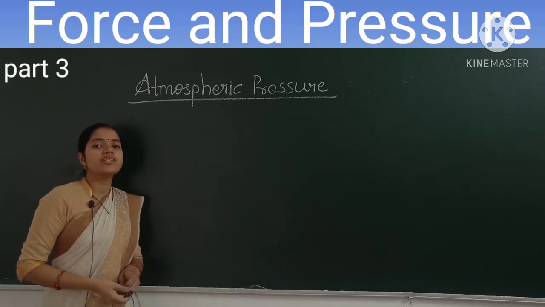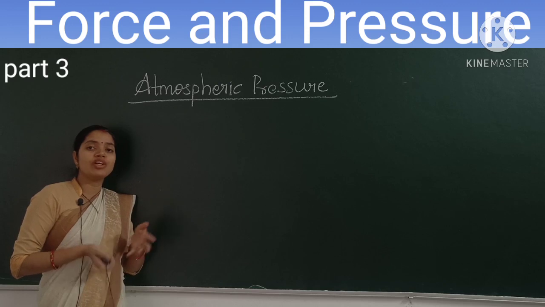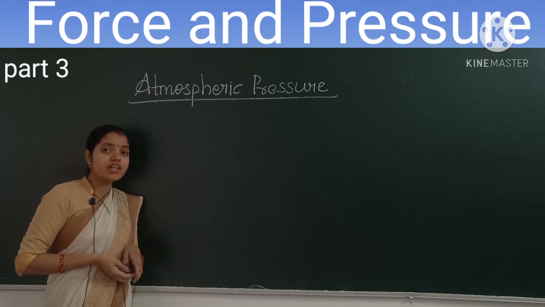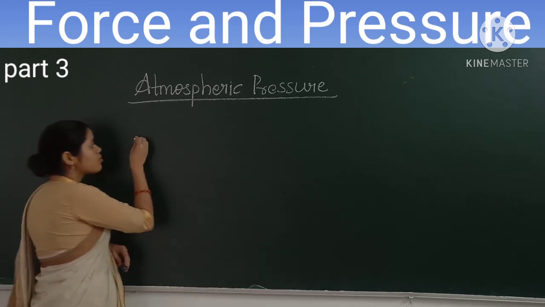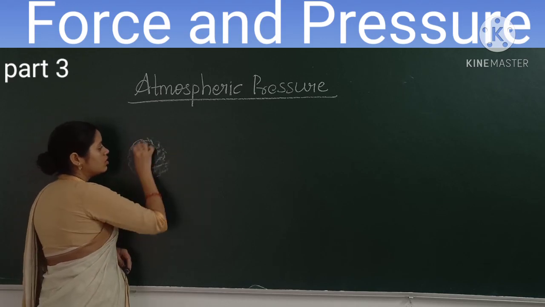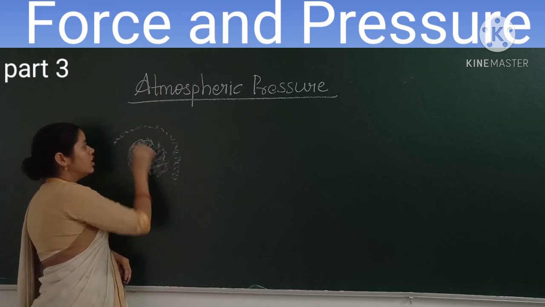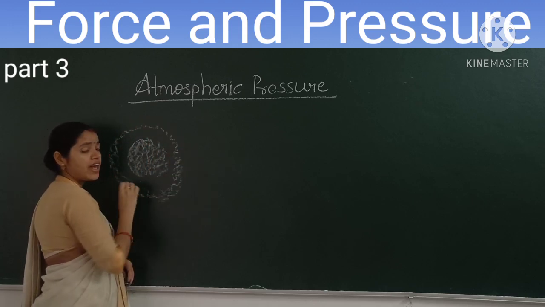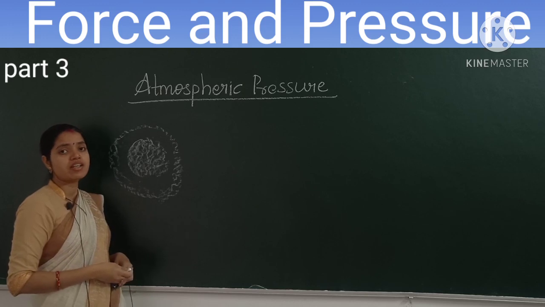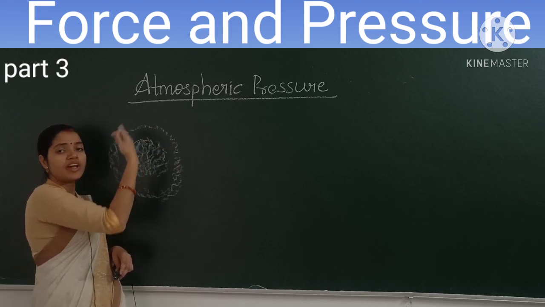Okay, so students, in last class or in 7th class you have studied about atmosphere. So how will you define atmosphere? The layer of air that surrounds the earth is called atmosphere. Okay, so this is the earth. Our earth is surrounded by a layer of air, and air is a mixture of gases. This is called atmosphere.